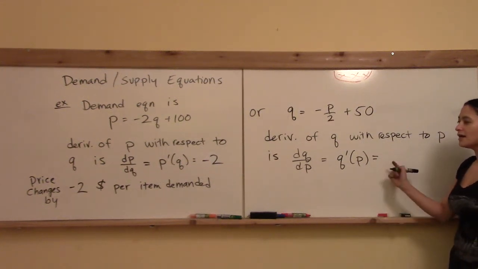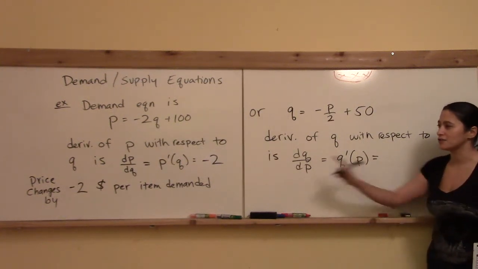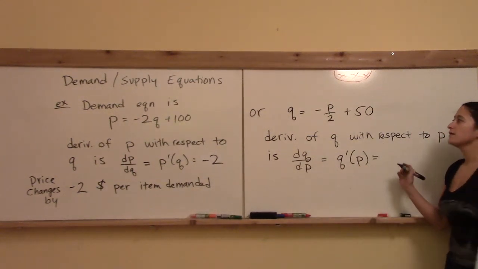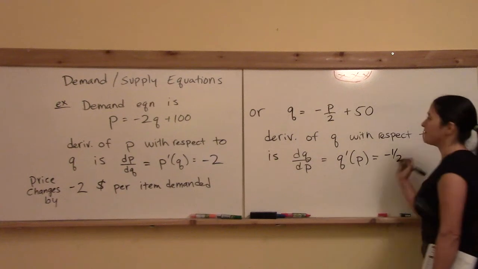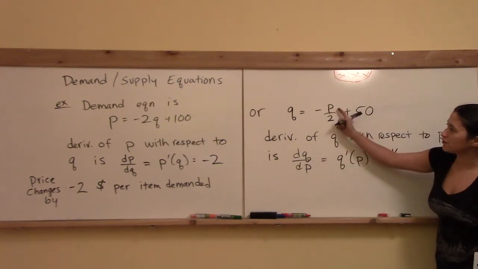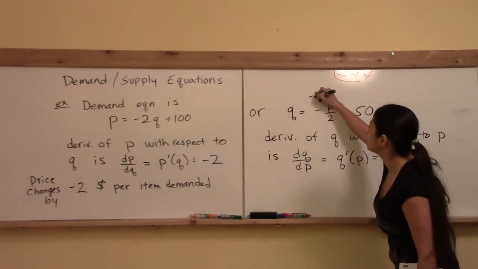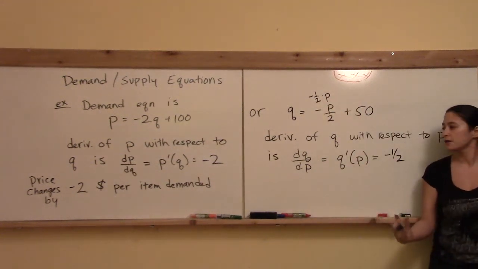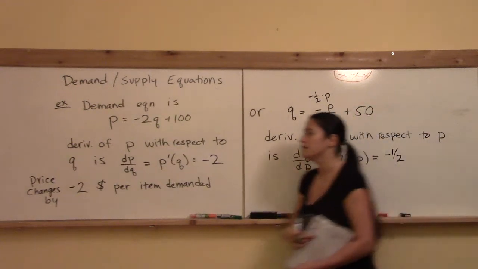Alright, now let's try to calculate this. What is this value actually? Just like how that one over there was minus 2. What's this one going to be? Minus 1/2. That's right, because now I have to do the power rule on this, and you could see this as the constant minus 1/2 times P to the first power. So that's why I get minus 1/2 there.